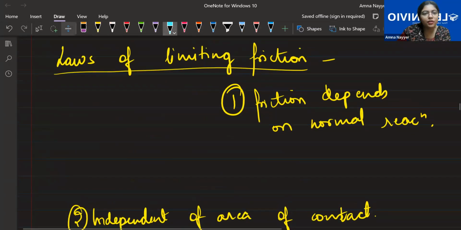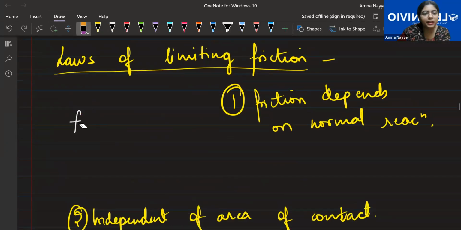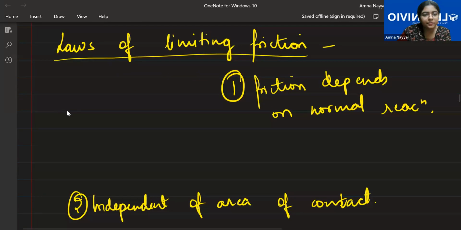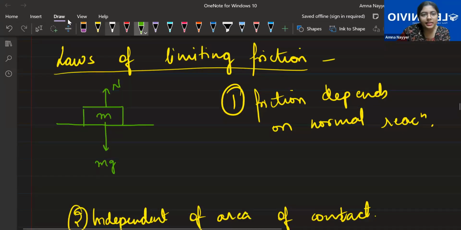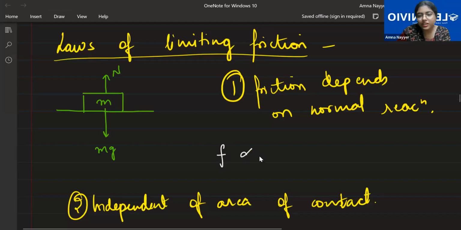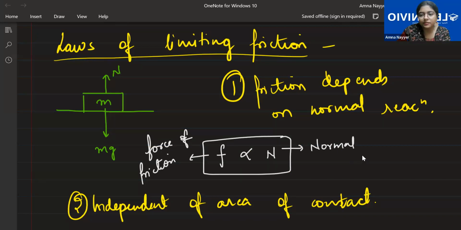The entire formula for the friction force is that the friction force is directly proportional to the normal reaction. Let me show you through a figure. Let's say this is a box kept here, and it has a mass m. Here the normal reaction is N, downwards is mg. So the law says that the value of this friction force will depend on the normal reaction. This is the force of friction, while this is the normal reaction.